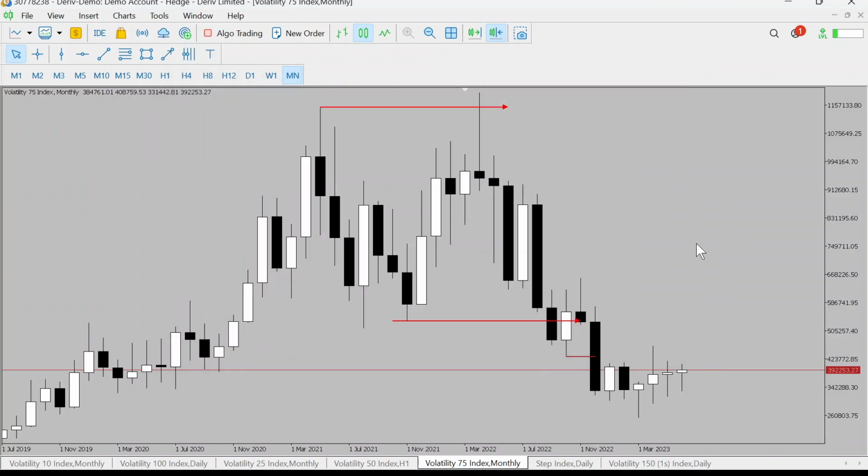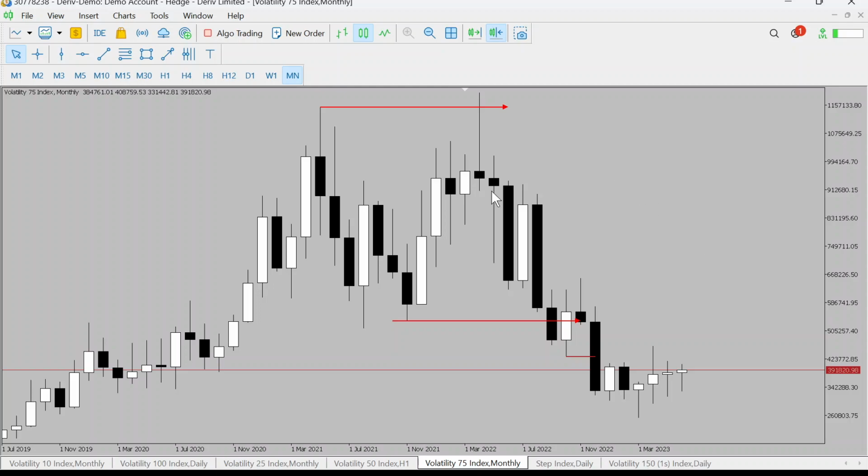Hello guys, this lesson is going to be on top-down analysis. And when I say top-down analysis, I'm talking of analyzing the chart from the monthly to the weekly to the daily, all the way to the 4-hour chart, okay? And so this is Volatility 75 Index. We're going to do a top-down analysis on this instrument.